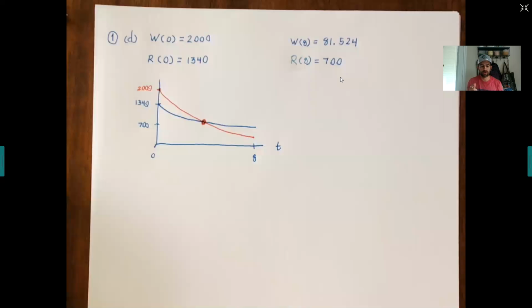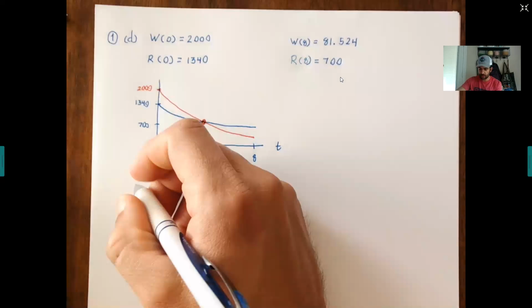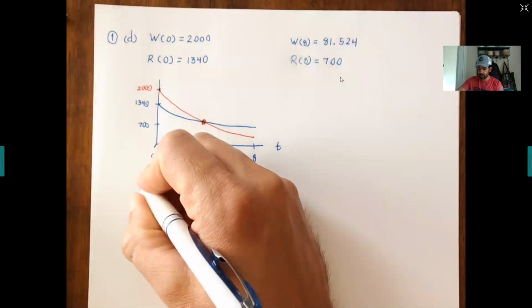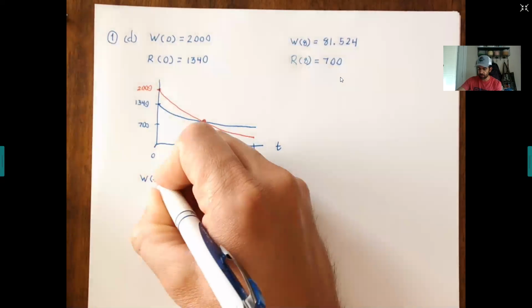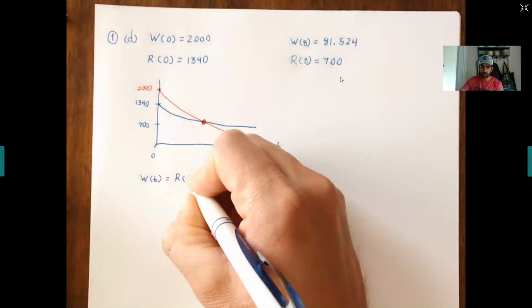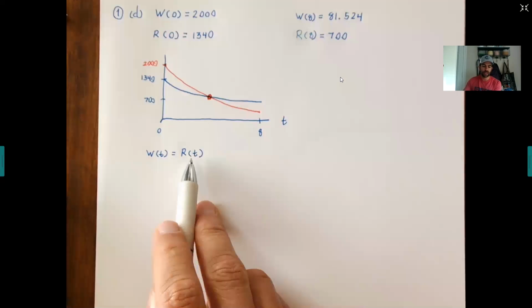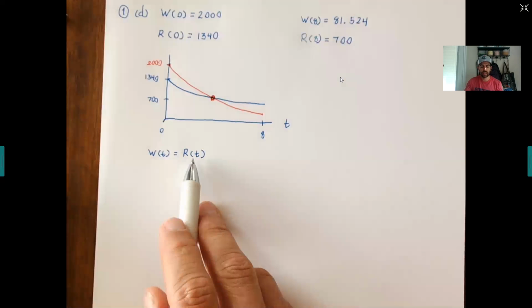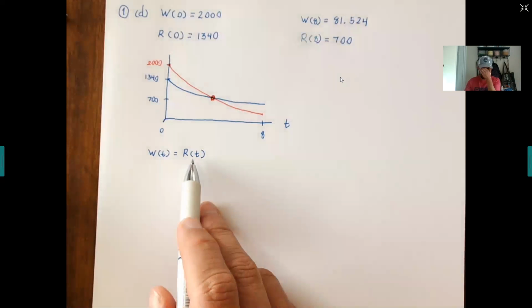And this is the tricky part. Honestly, I didn't see that coming. So I knew from the beginning that what I was looking for was when W of t is equal to R of t. I knew that that's what I needed to do, but unfortunately, I do not have an actual function for R of t. I just have a table, and the table is not enough.